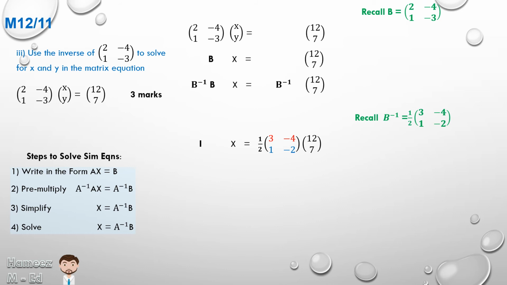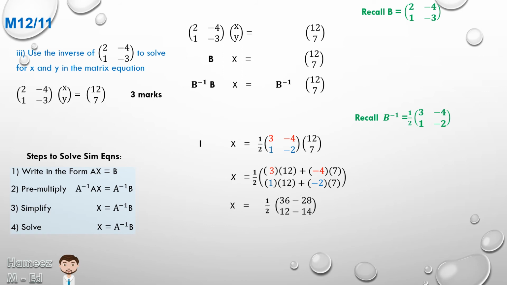So Ix is the same thing as X, right? Multiplying by the identity matrix doesn't change the values. So it'll give us a half by the red row by the column, so 3 by 12 plus minus 4 by 7, and then the blue row by the column will be 1 by 12 plus minus 2 by 7. And we can simplify. X is equal to a half by 3 12s are 36, take away 4 7s are 28.